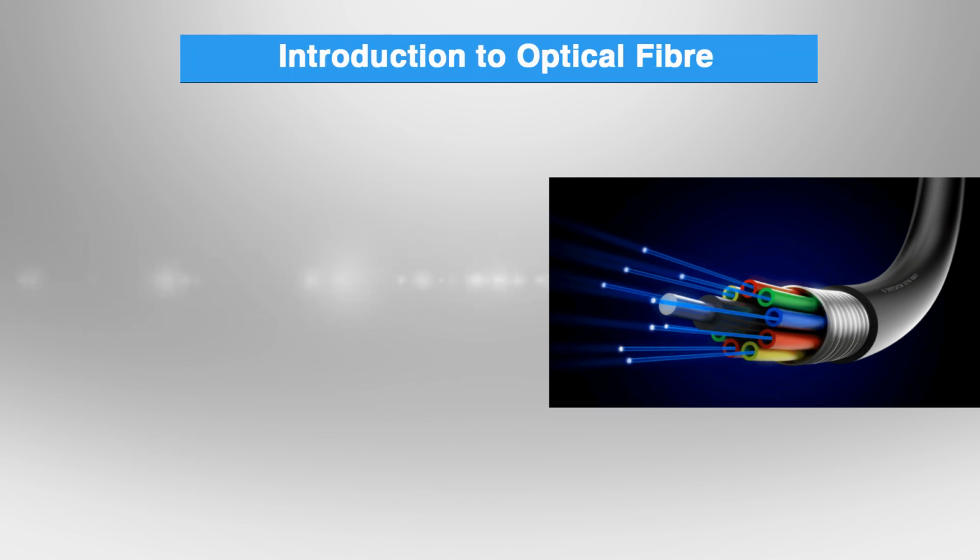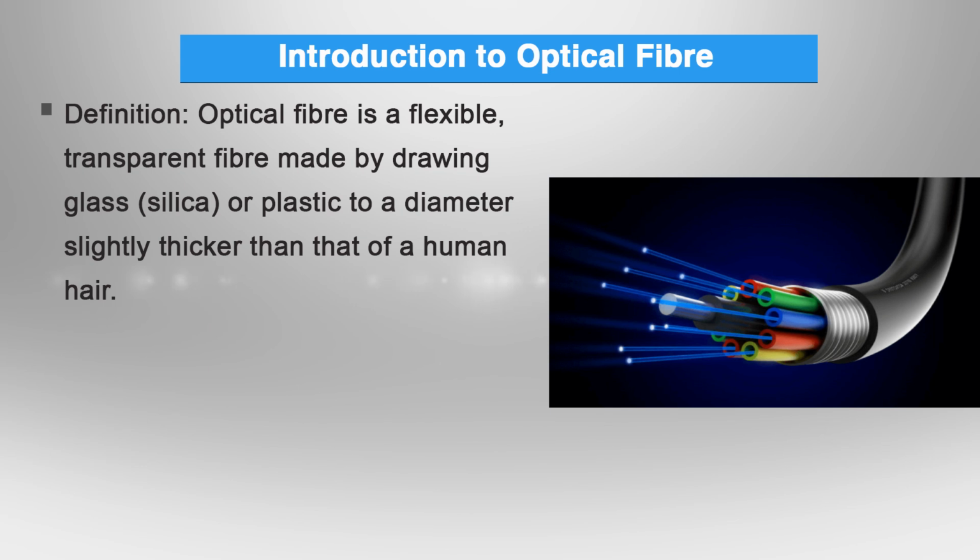Introduction to optical fiber. Fiber optic communication is a method of transmitting information from one place to another by sending pulses of light through an optical fiber. The light forms an electromagnetic carrier wave that is modulated to carry information. Optical fiber is a flexible, transparent fiber made by drawing glass, silica or plastic to a diameter slightly thicker than that of a human hair.